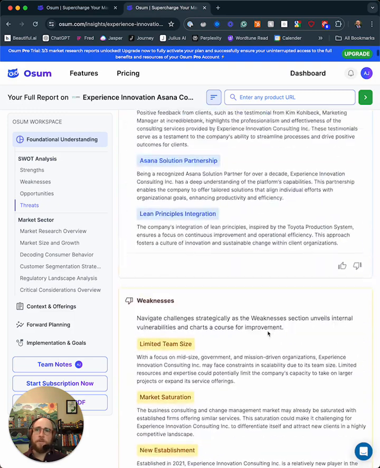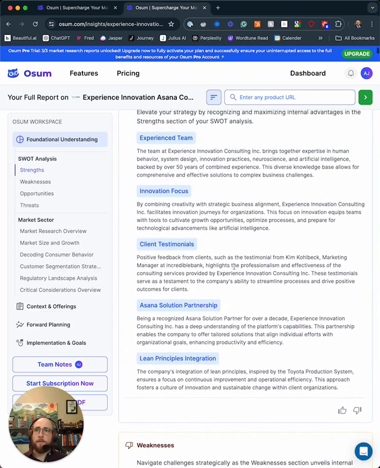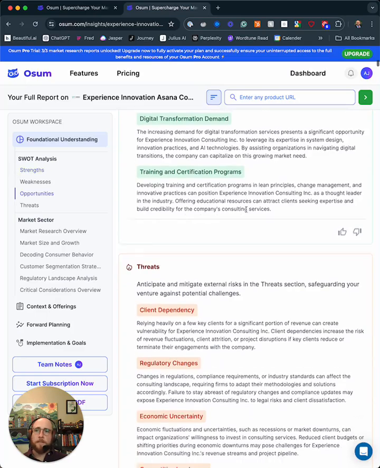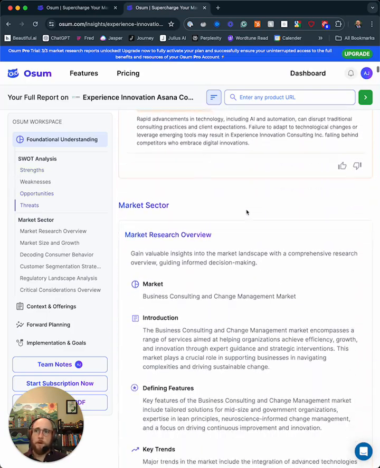I did feel they did a great job with having their agents or their bot go through and actually identify and parse out key pieces of information about our brand. So overall, I'd say I'm happy with the results of the SWOT analysis.